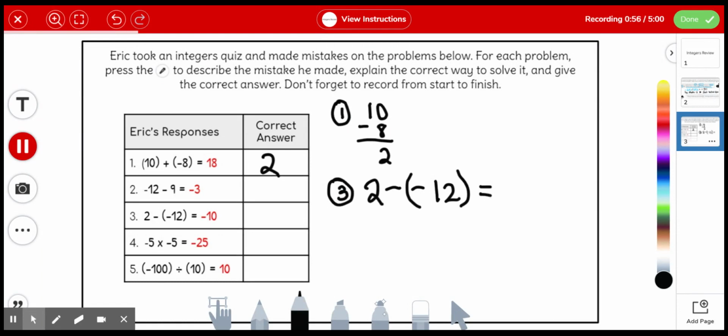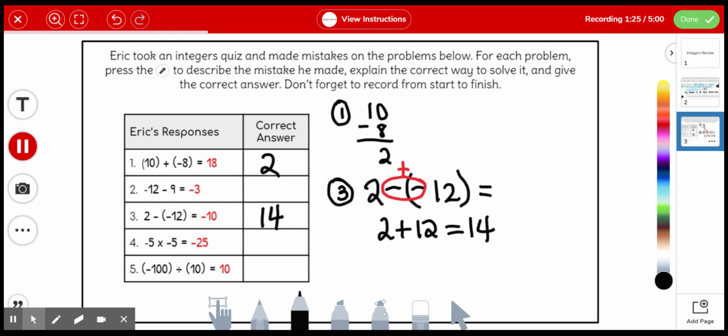The mistake Eric made here is that he subtracted the numbers. He forgot that when we have two negatives right next to each other, they actually become positive. So this problem is now 2 plus 12, which is equal to 14. And it's a positive 14 because both of those numbers are positive.